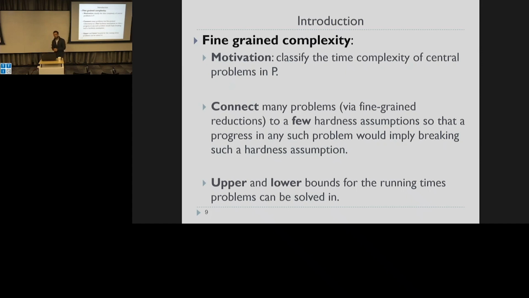And more technically, the way that it goes is by connecting the many problems in P via subtle reductions, what we call fine-grained reductions, to just a few hardest assumptions. So again, if one makes progress in any one of those problems in P, you would break some of those hardest assumptions. So you would have just a handful, let's say, of hardest assumptions, and then given those, you would get those conclusions for many problems in P. Okay?